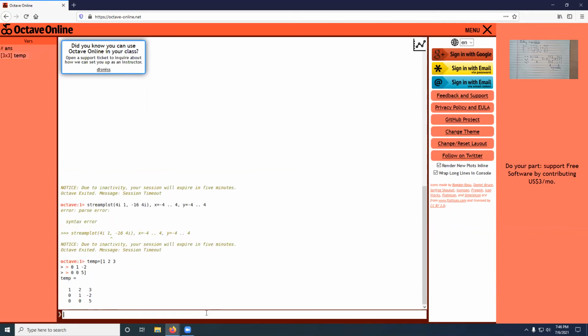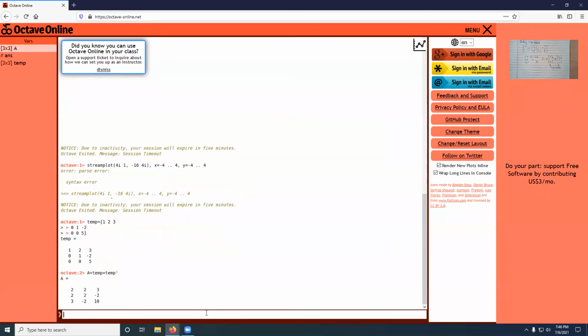Okay, so I got a temporary matrix there, and I'm going to set A equal to temp. Now, this part of the trick is easy to understand. Plus, this doesn't mean derivative. It means it's transpose. So I've got a nice symmetric matrix here. Symmetric matrices always have real eigenvalues.